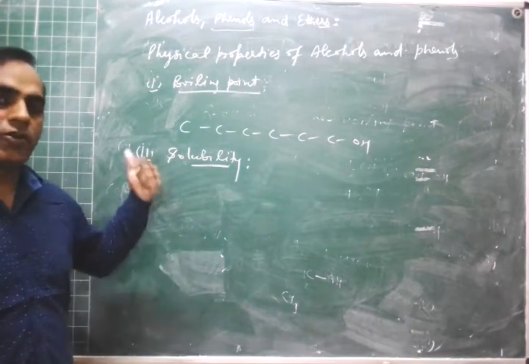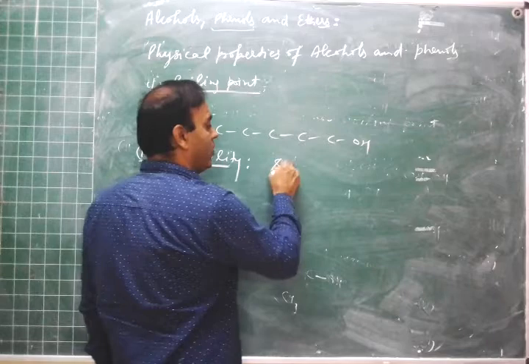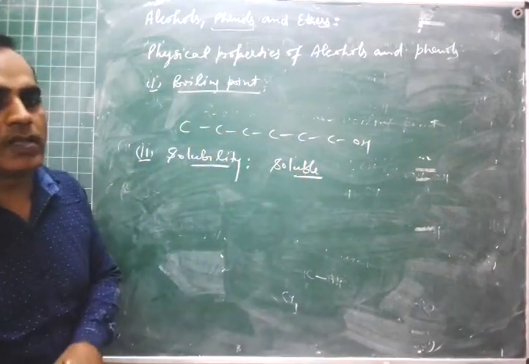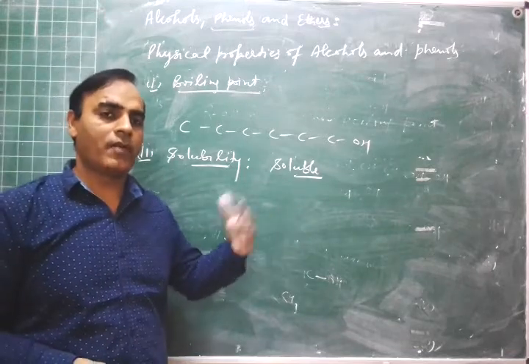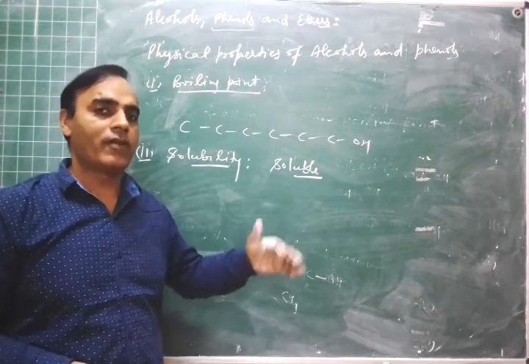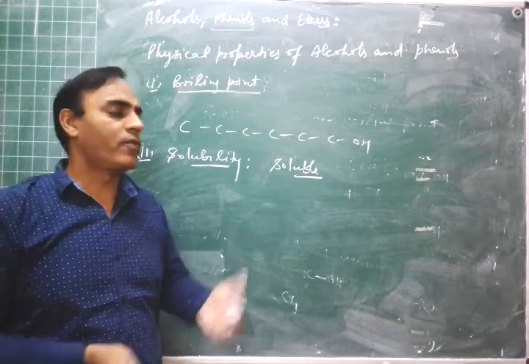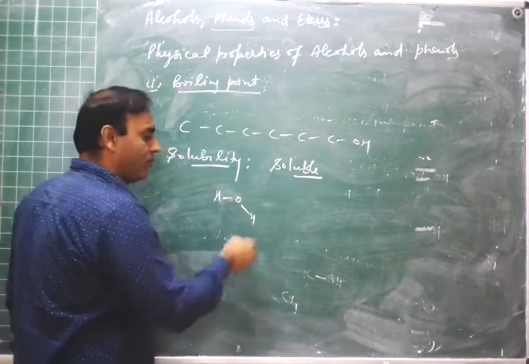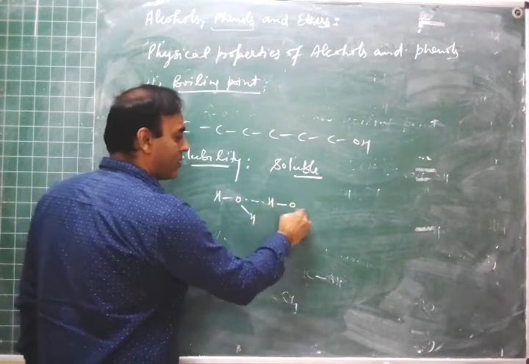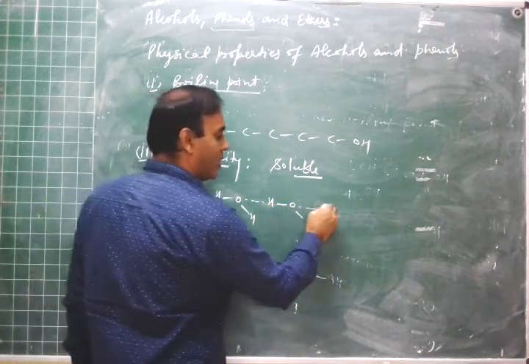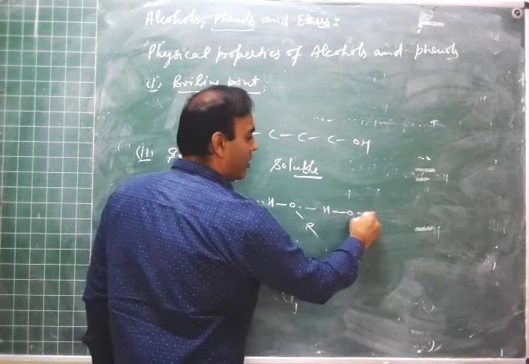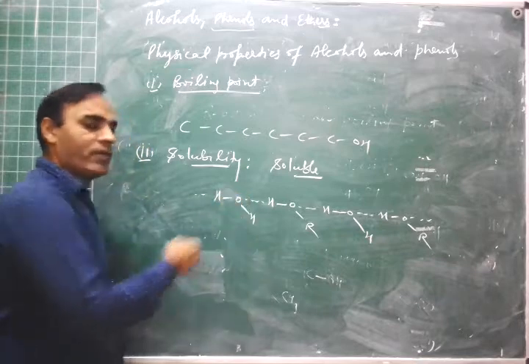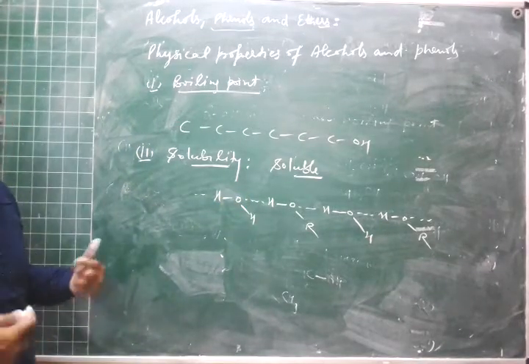So alcohols are soluble in water, or you can say lower alcohols. Lower alcohols means which have less number of carbon atoms. They are completely soluble in water because they can form hydrogen bonds with water molecules. How? This is a water molecule, and this is an alcohol molecule, and this is another water molecule, and this is another alcohol molecule. So they can form hydrogen bonding between them. That's why lower alcohols are soluble in water.